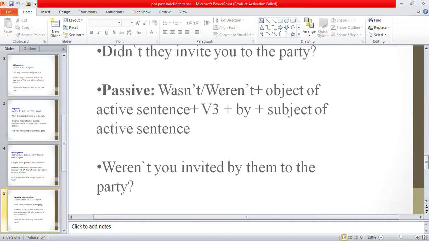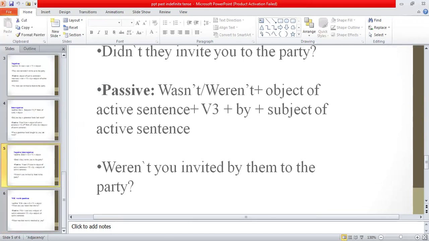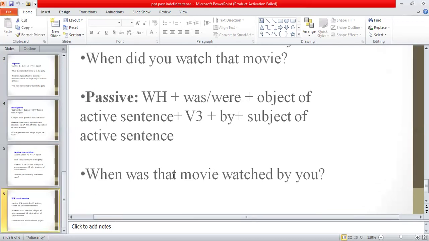So in this way, if you know the structure formula of the passive sentence with regard to that particular tense, there will be no mistake at all when you are changing it into passive voice.